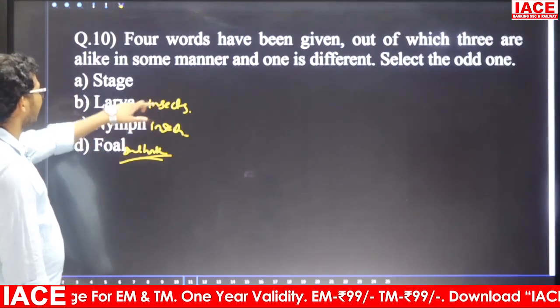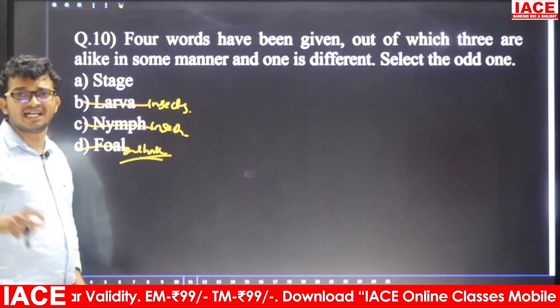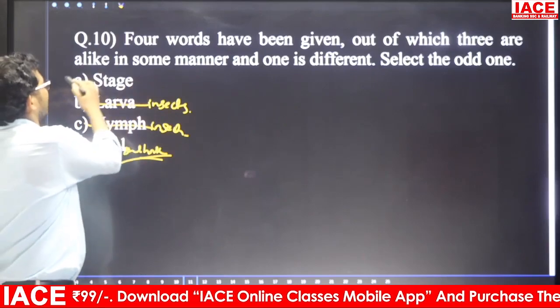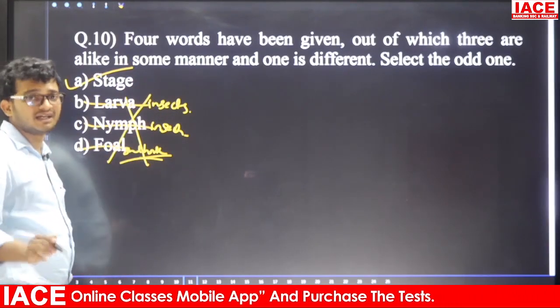That means here larva and nymph, next one foal. These are the different stages while an animal is growing. But here, stage is the different one. So the answer is stage. Why? Because the remaining 3 are the different stages in animals.